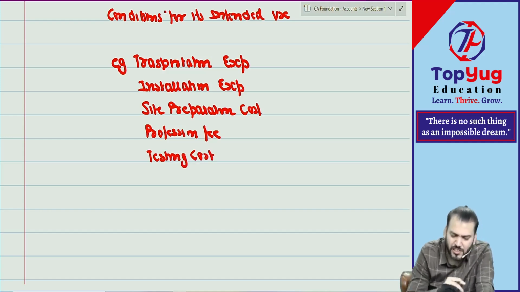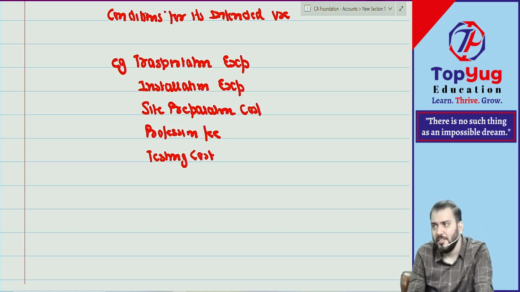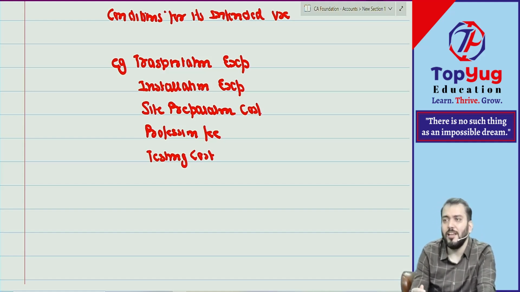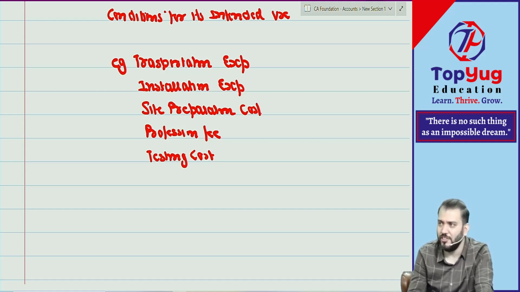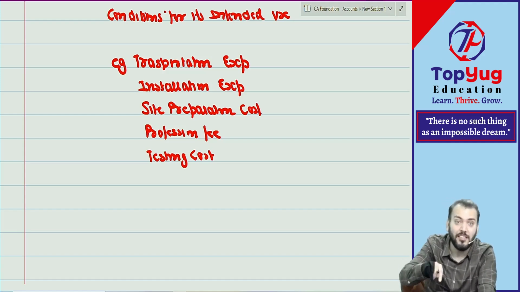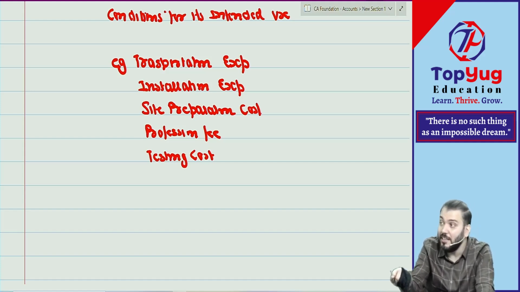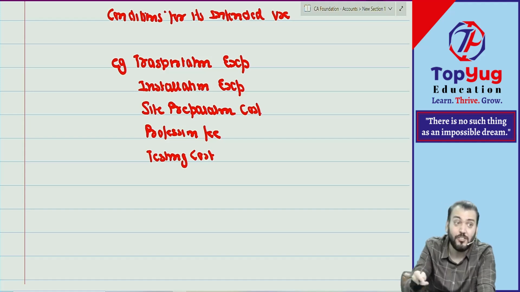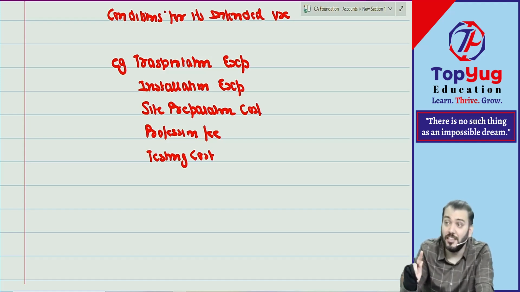Testing cost means what? Normally, whenever we purchase a high valued item, for example, you purchase one plant machinery of 100 crore, without testing will you purchase? No. So normally you ask for a 15 days testing period. He will take the asset, install it temporarily, and first do a 15 days trial run. If it is okay, then we'll purchase, otherwise we'll not. During that trial run, we need to incur some expenses. Those expenses incurred were necessary to bring the asset into working condition. That is known as testing cost.